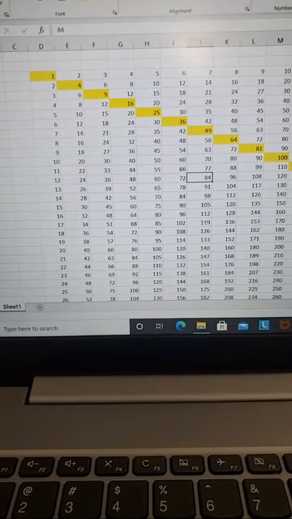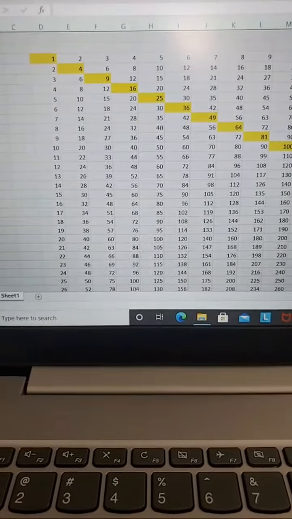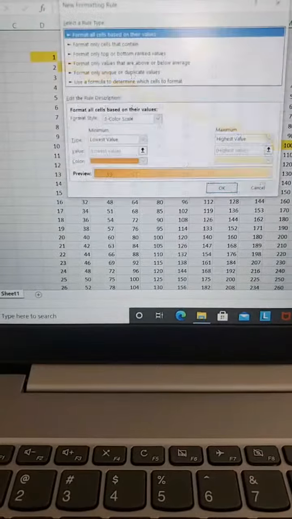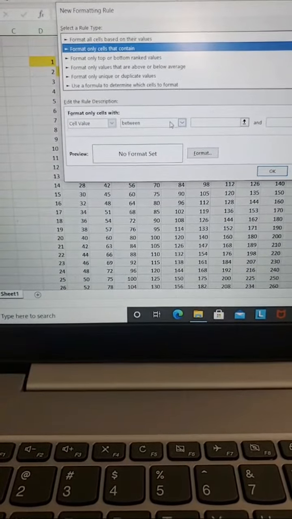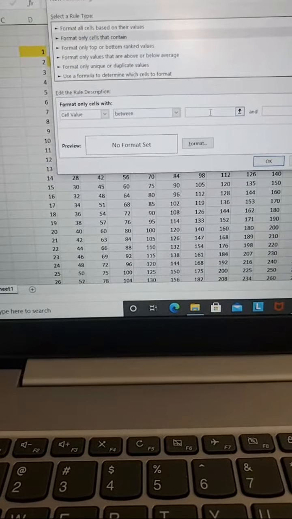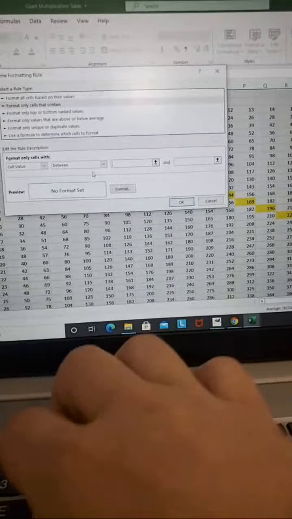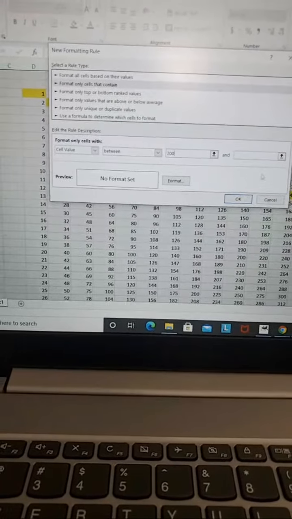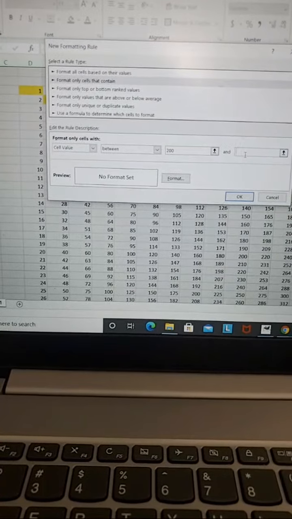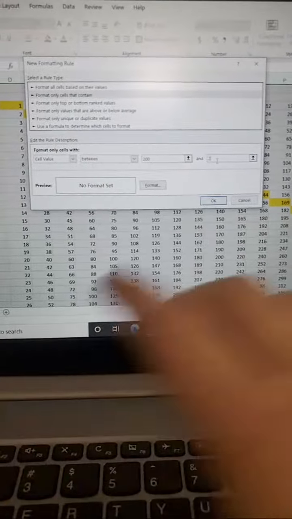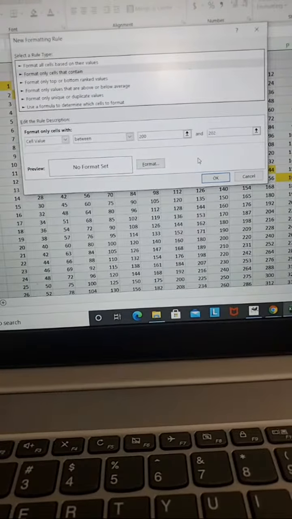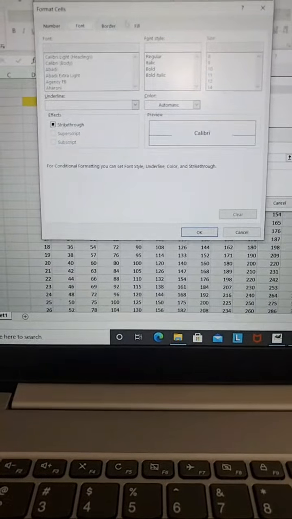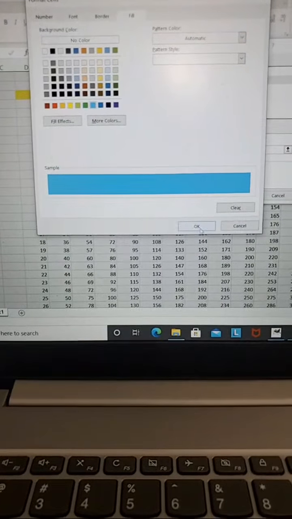Okay, so if we go to conditional format, new rule. So here's the question, let's just test this. Let's say we want to find a cell value between 200 and 202. Do you always have to go up by twos? And then we're going to format it with fill with blue.